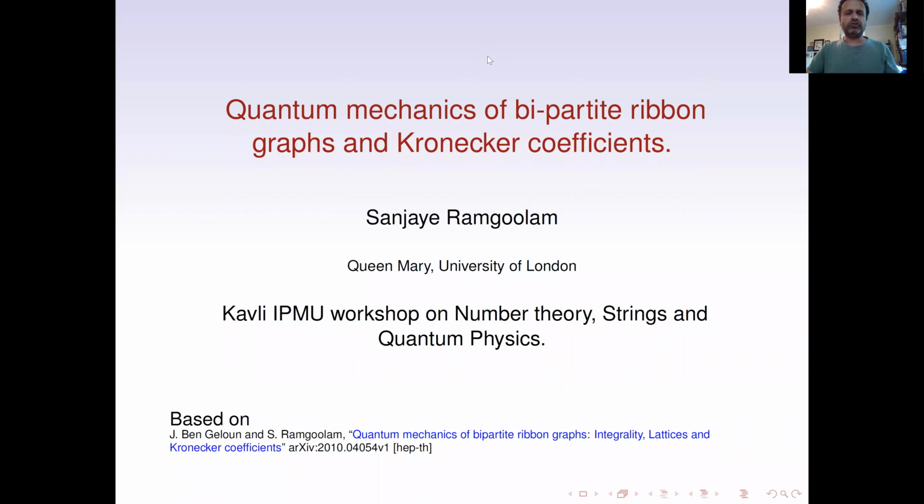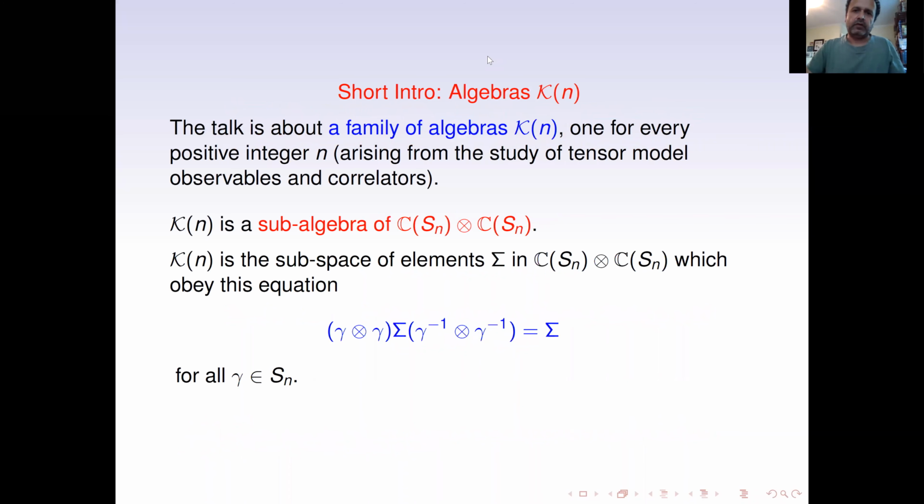This is a short introduction to the talk. It is based on work with Joseph Benjeloun, and the paper is available on the arXiv. So the talk is about a family of algebras K(n), one for every positive integer n.